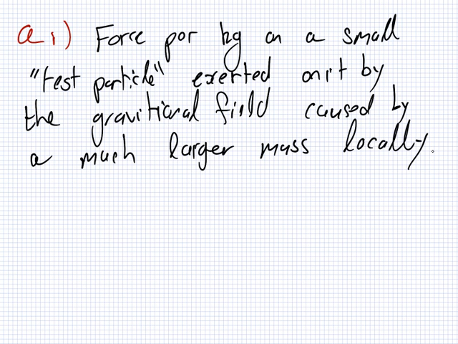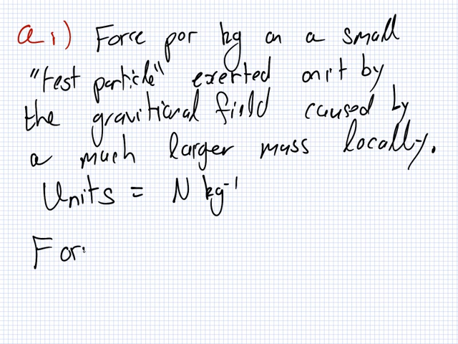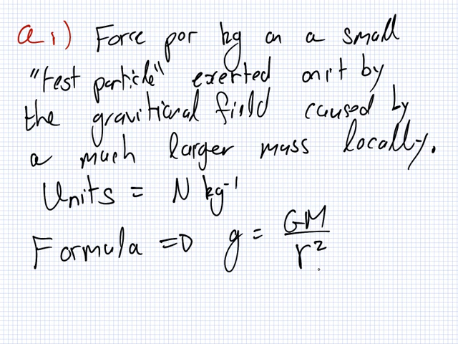Locally means nearby, close. You don't even have to write like this. And the units, I'm writing way too much, but I'm making sure I get my 2 marks. The unit is what exactly? Units are newtons per kilogram. And lastly, the formula. Yeah, g equals GM over r squared.